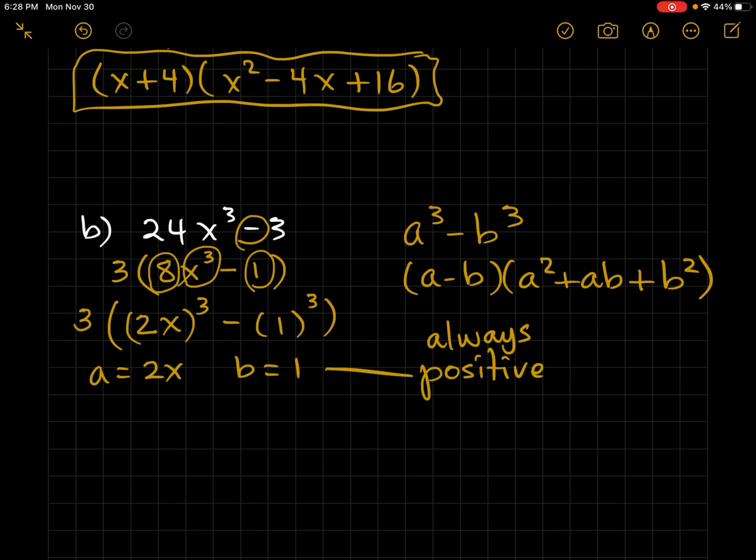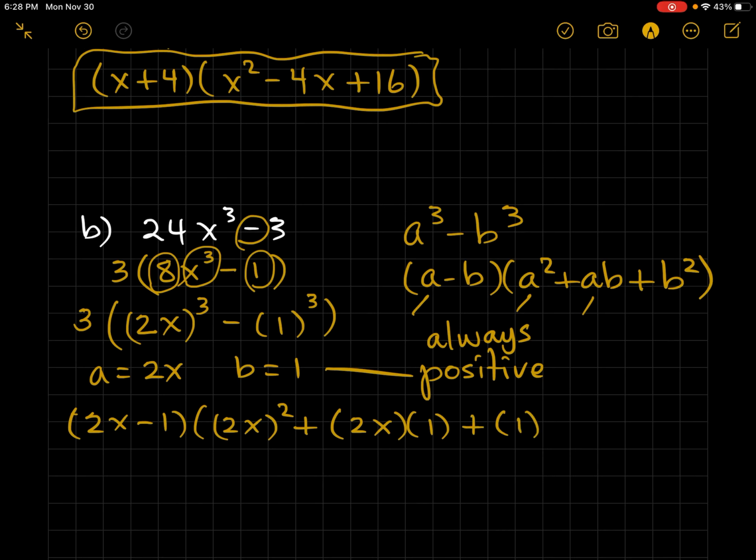Nonetheless, let's get to the problem, and we're going to start substituting 2x in for all of our a's and 1 in for all of the b's. So I get 2x minus 1, 2x squared. The parentheses are actually very important on this one. 2x times 1 plus b squared.